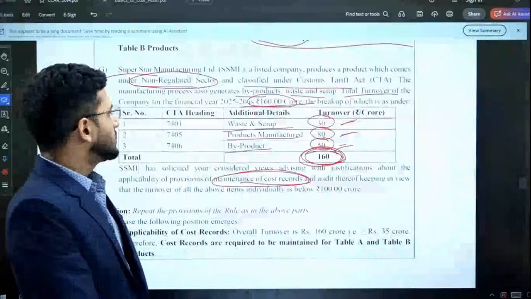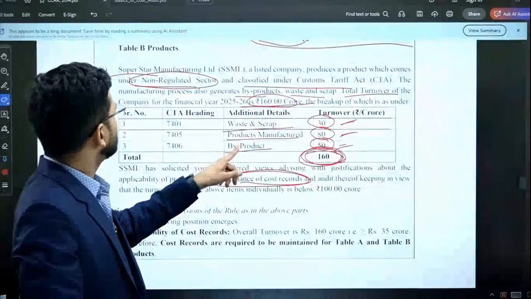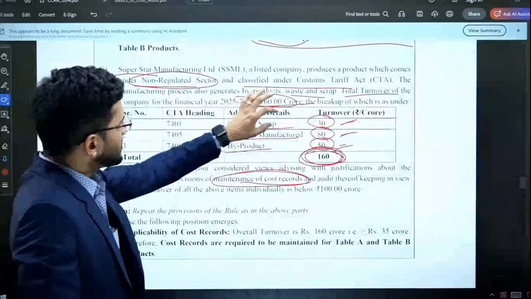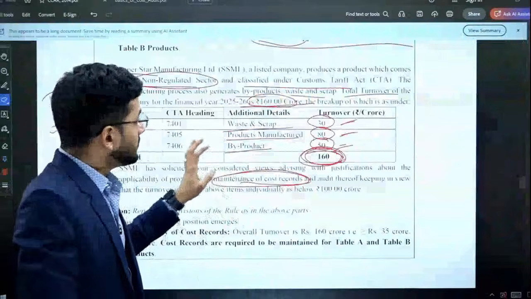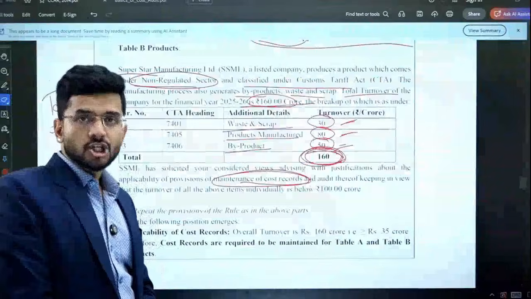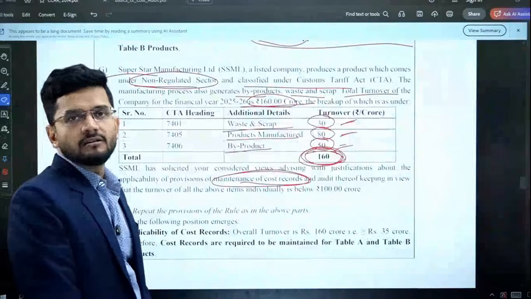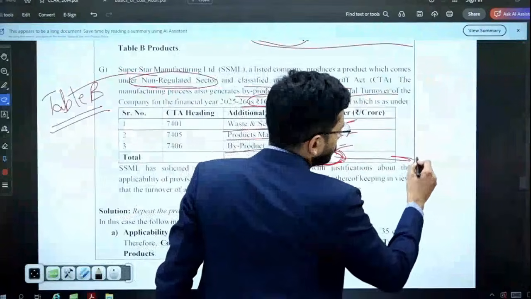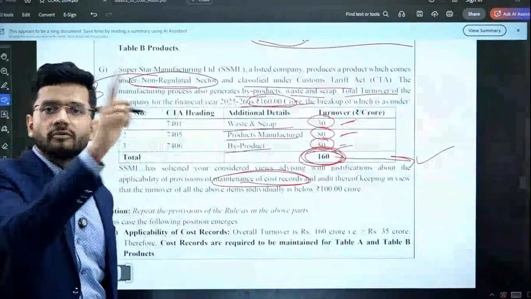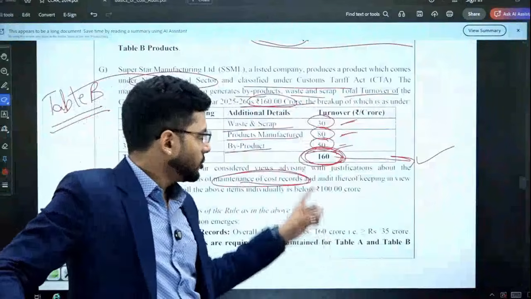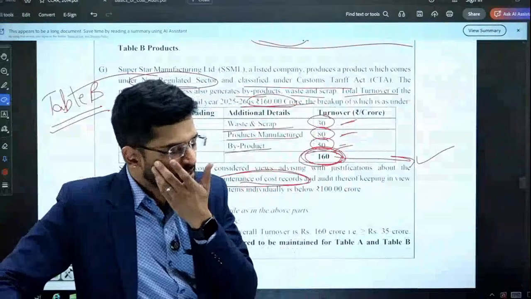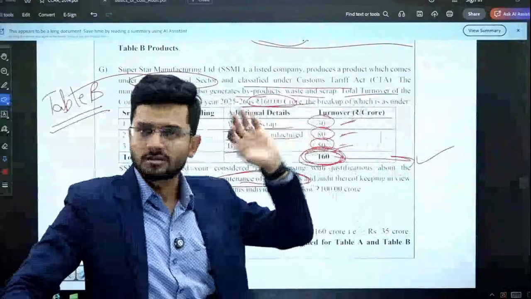Table B products are being produced. Okay. And some byproducts are also being produced. Byproducts and waste is also being produced. Now, the condition is that overall turnover of the company for table B should be more than 100 crore. This condition is met. Overall turnover of the company for all the products and services should be more than 100 crore. This condition is met.